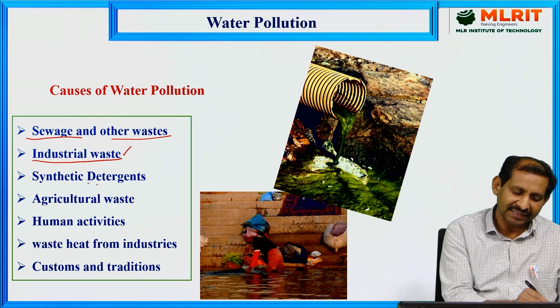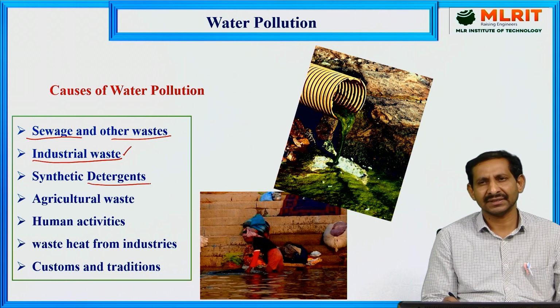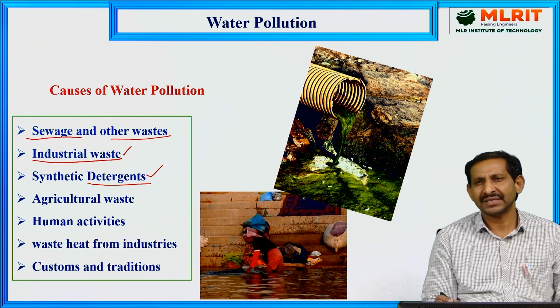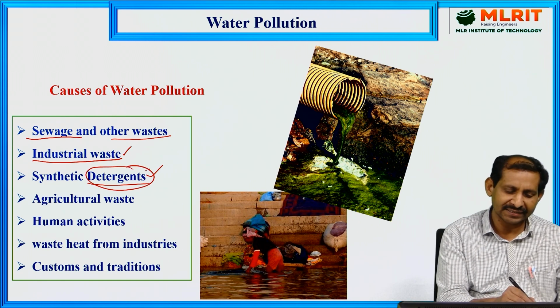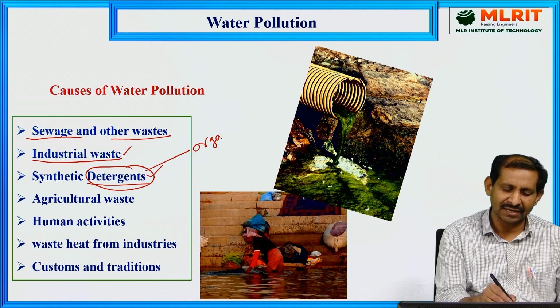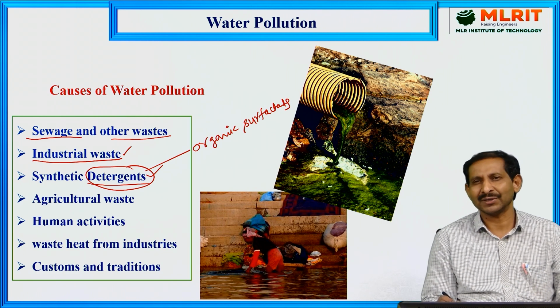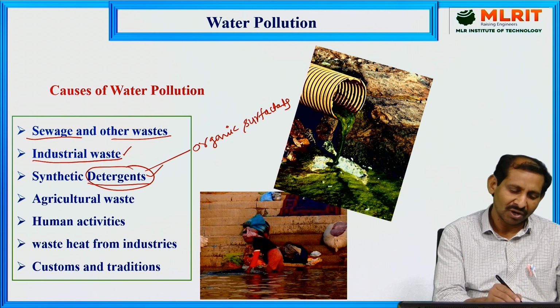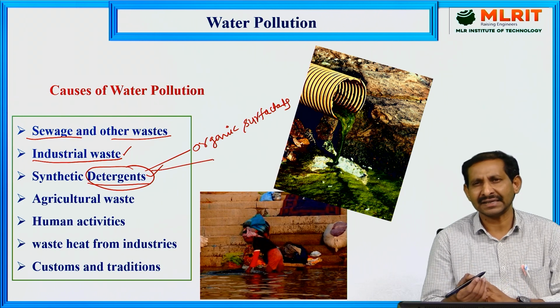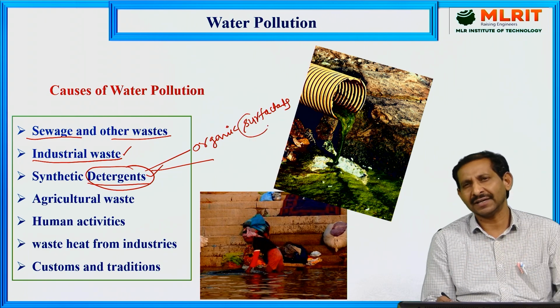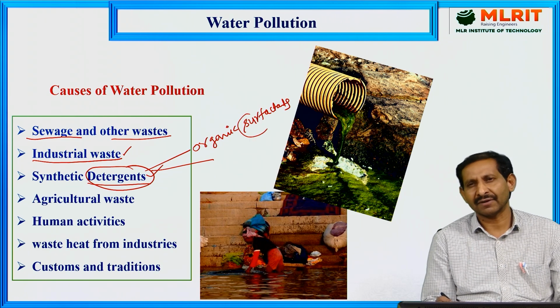Then synthetic detergents. Generally we use synthetic detergents for cleaning clothes every day in our homes. These are organic compounds. Synthetic detergents are compounded from organic surfactants. Once these enter into the water bodies, the water will be polluted. Whatever the detergents, different surfactants or shampoos, these all contain different types of surfactants. So that will enter into the water bodies, and the water will be polluted.